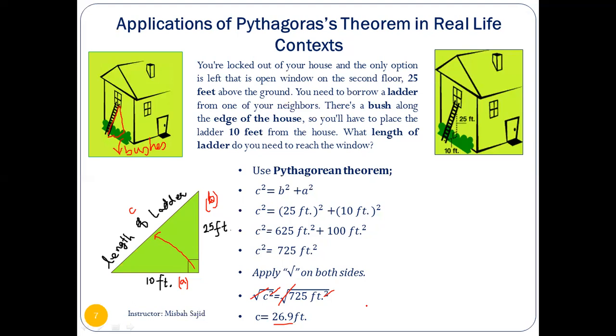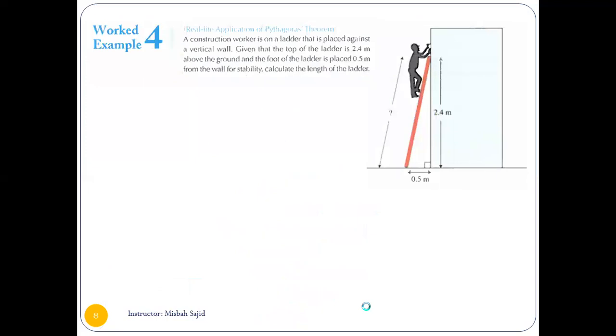So in this way we can apply Pythagoras theorem in real life. This is a real life scenario. It happens sometimes. So here it is worked example 4. This is again a real life application of Pythagoras theorem. So let's read out the statement of worked example 4.